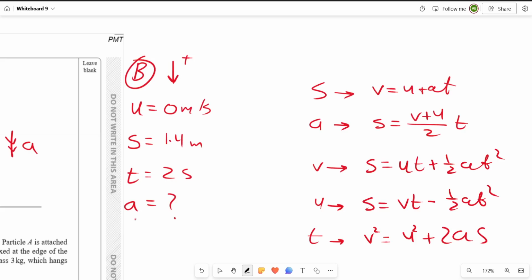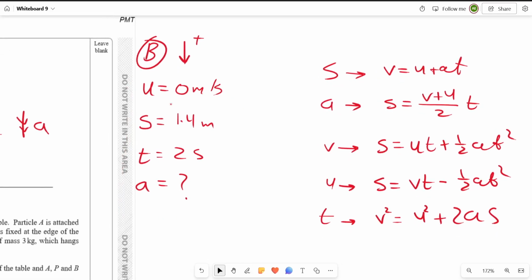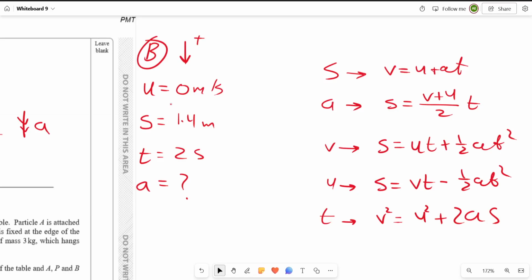Why do I write the things I have and the equations? This helps me choose which equation, because, as you know, there are 5 equations. Some students get overwhelmed, but using this trick helps you choose the correct equation every time. So I have u, I have s, I have t, and I need a. These 4 are of importance to me. Which letter didn't I mention?